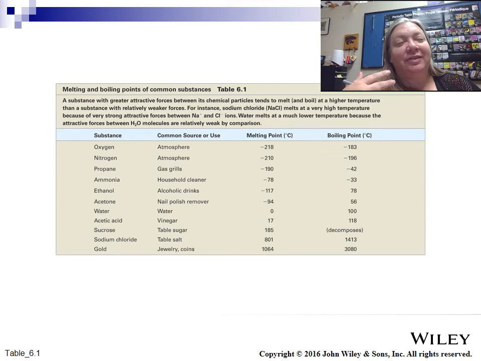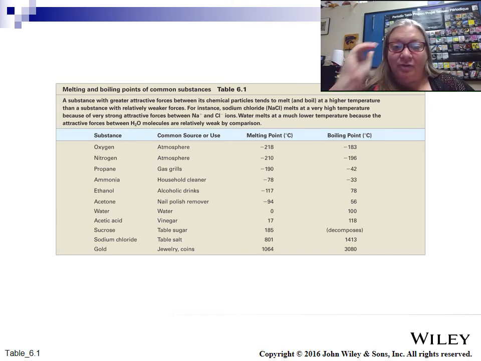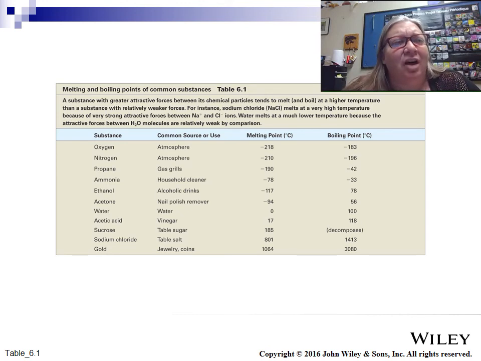This slide is here just as a reference. I wouldn't expect you to memorize all these. Water you have to memorize, but not necessarily the others. This is looking at common melting points and common boiling points for some different substances. For example, oxygen is going to melt at negative 218 degrees C, meaning if we wanted solid oxygen, we would actually have to cool it to negative 218 degrees C, and it boils at negative 183 degrees C.